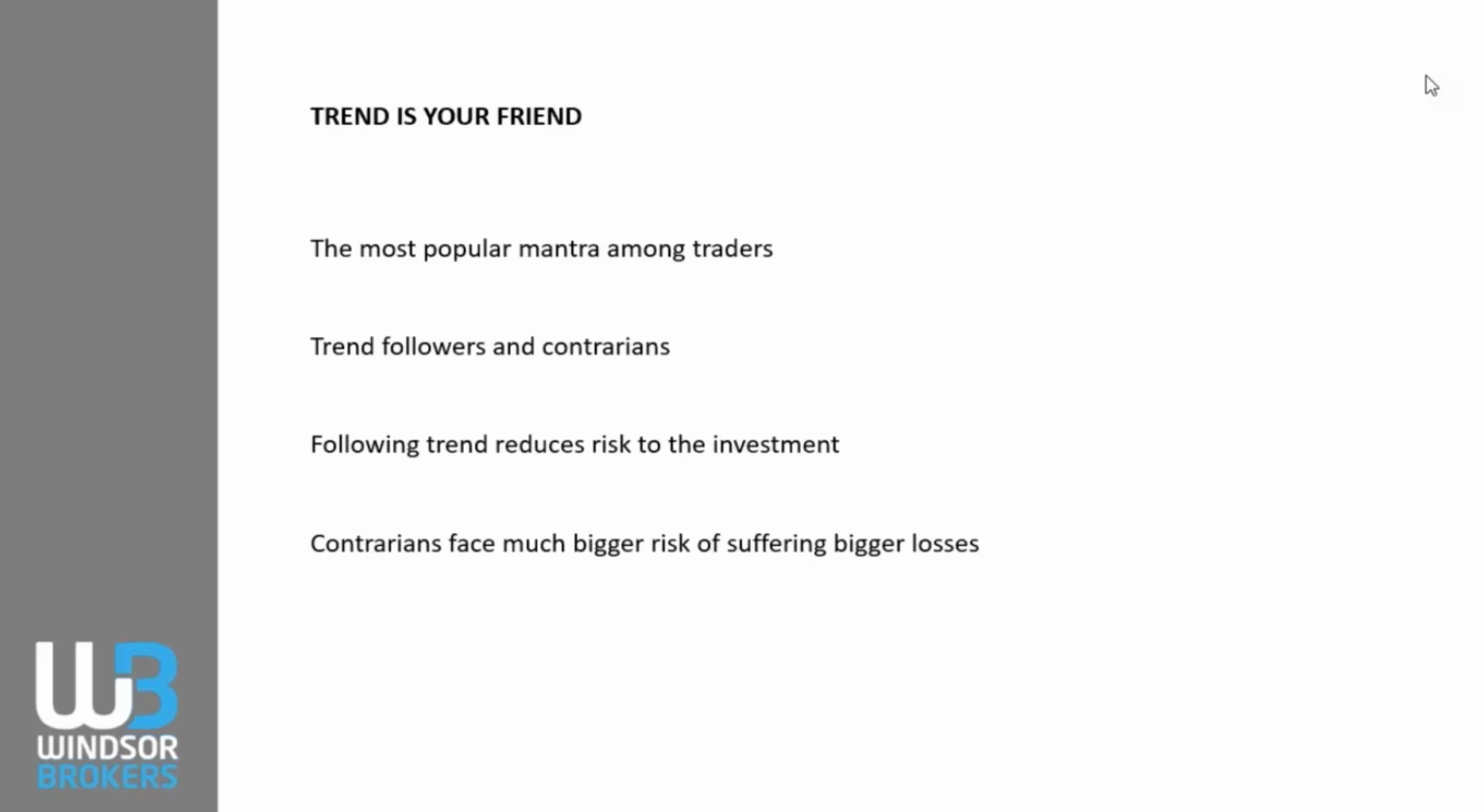As we said, following a trend reduces risk to the investment. So if you are with the trend, then you have a much greater opportunity to come out with a profit, while being contrarian, and being contrarian in a major change of the trend, when, let's say, a downtrend changes to an uptrend and you stay short, is quite risky to your investment. So it's quite good advice for anyone who wants to enter the market to first map the trend and follow it, because if you go against the trend, that's quite a risky thing.